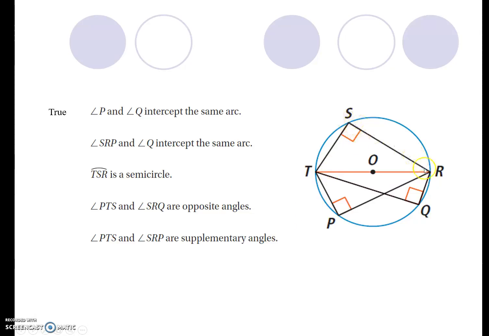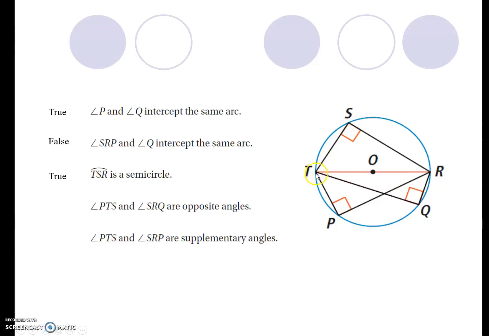So SRP, that's intercepting the arc here at SP. And then angle Q, well, we just talked about that one. We got TSR, so those are two different arcs, so that's false. TSR is a semicircle. Yes, that's true because I see a diameter. So this is going to be exactly half of a circle. That's true. Angle PTS and SRQ are opposite angles.